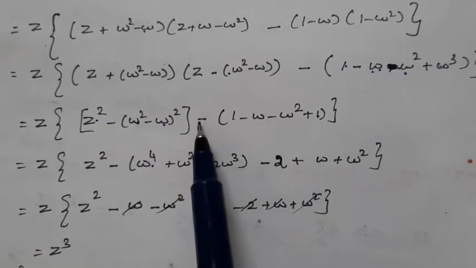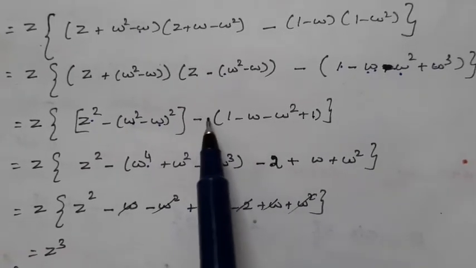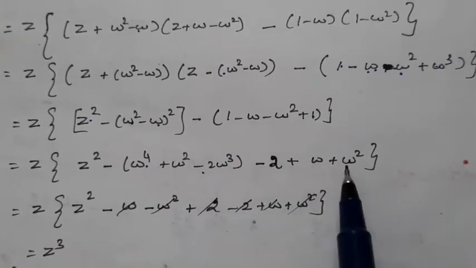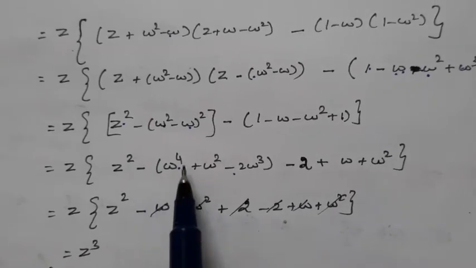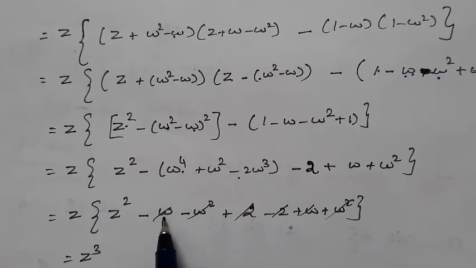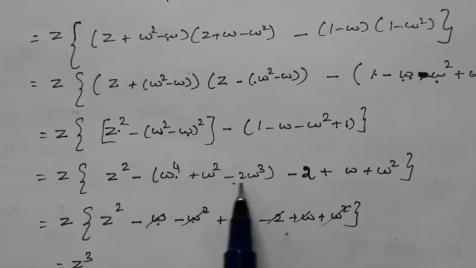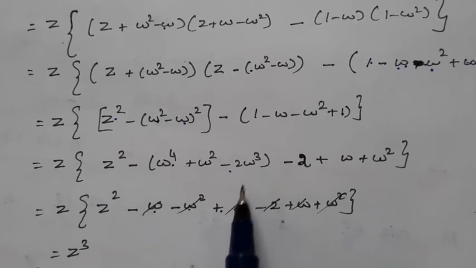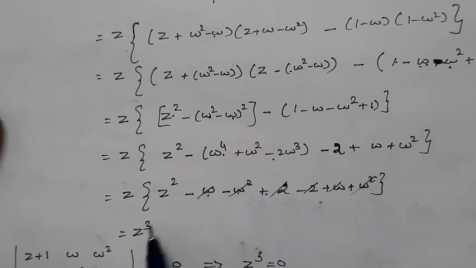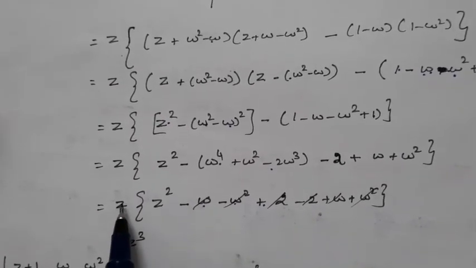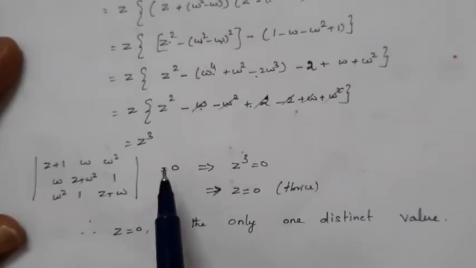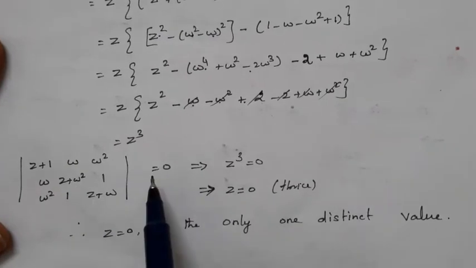Evaluating with the minus sign, we get minus 2 plus 2 plus omega and plus omega squared. Again replace the values: Z squared minus omega power 4, which is nothing but omega, minus omega squared, and with omega cube being 1 it becomes 2 minus 2 plus omega squared. So everything will get cancelled except Z squared. Already outside there is one Z, so Z into Z squared will be Z cube. The determinant is given as 0, so the value of the determinant is equal to 0.